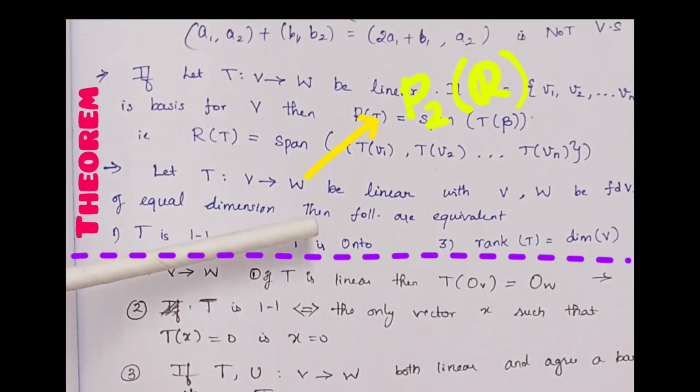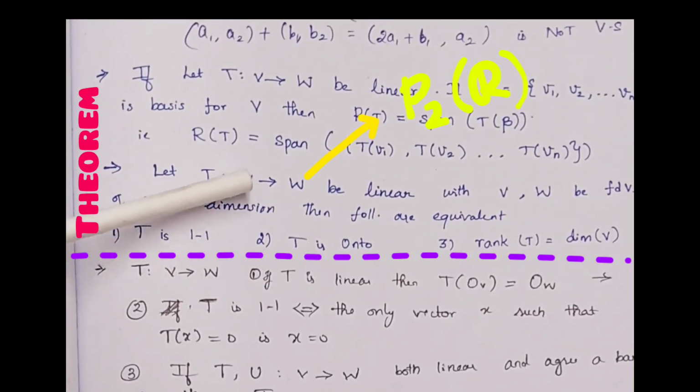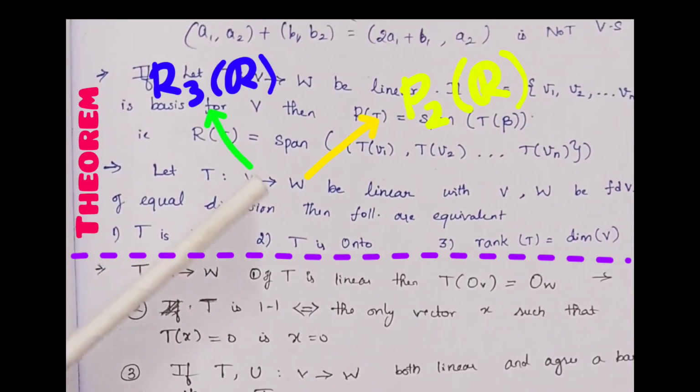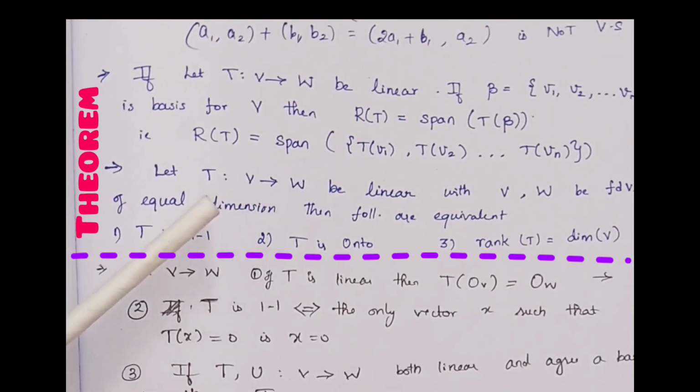P2 of R, polynomials over the real numbers. The dimension will be 3, and R3 will be V. So we are taking V equal to R3 and W equal to P2 of R. The dimensions are the same, but they are not equal vector spaces. So we are taking T from V to W of equal dimension.